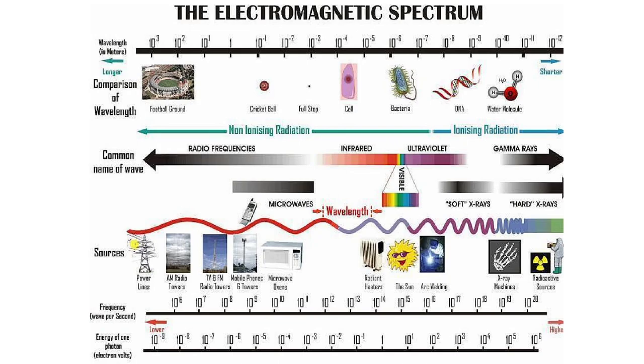So, nakikita lang natin is nandun sa region ng visible light. Okay, so frequency. Frequency or bilang or dami ng wave in a certain period of time. And of course, energy of one photon, or energy in electron volts.